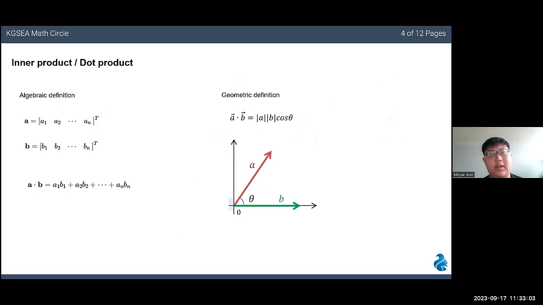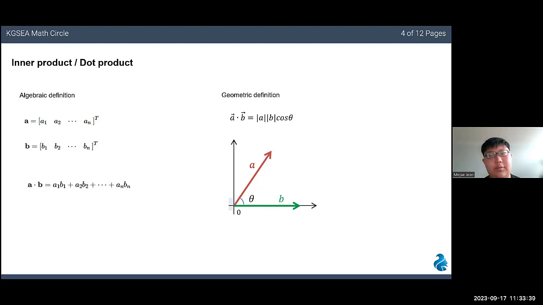As introduced in the slide before, these are the two different definitions of the inner product. In the algebraic definition, A and B are expressed as row matrices. A is a matrix whose elements are A1 to An. Similarly, B is a matrix whose elements are B1 to Bn. So finally, the inner product is defined as the sum of the products of each element in the matrices.